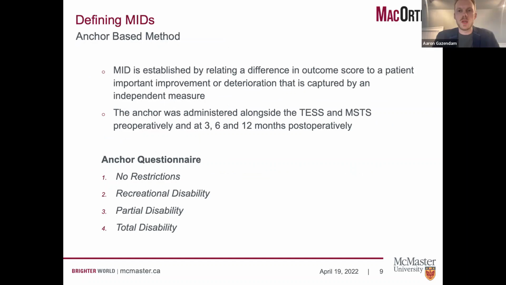There are 2 main ways to establish MIDs, the anchor-based method as well as the distribution-based method. The anchor-based method establishes an MID by relating the difference in the outcome score to a patient-important improvement or deterioration that's captured by an independent measure, which is defined as the anchor. The anchor questionnaire that we used, you can see it here, is a basic function score from 1 to 4. The anchor was administered at the same time points throughout the trial.